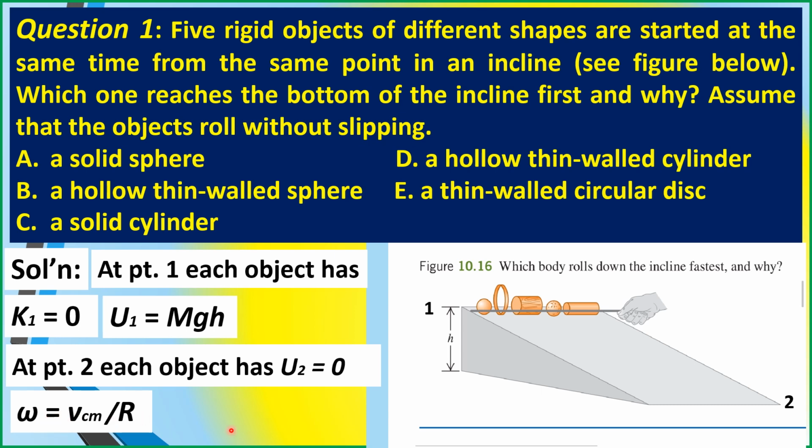the radius. And we also emphasize, according to the law of conservation of mechanical energy, that upon reaching level 2, the kinetic energy K2 is just equal to the sum of the translational kinetic energy of the center of mass of each object plus the rotational kinetic energy about an axis assumed to be at the center of mass.